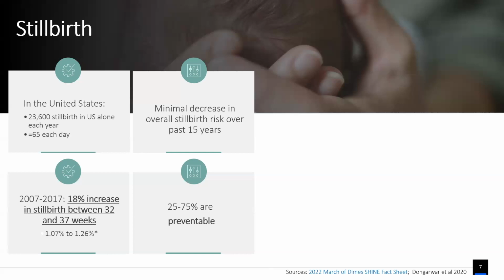And some, including the March of Dimes, have estimated that 25 to 75% of stillbirths are preventable. And a lot of that is preventable in terms of healthcare access, education, and improving the health of the mom entering pregnancy as well as throughout pregnancy.